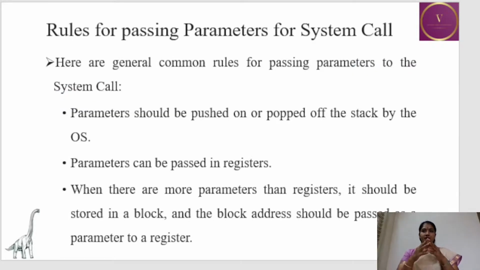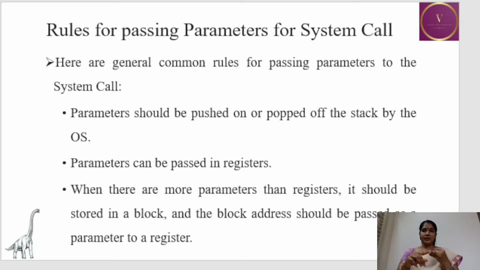Next are the rules for passing parameters for system calls. There are three things under this. Here are the general common rules for passing parameters to a system call. So let's see each of them. Parameters should be pushed on or popped off the stack by the operating system. So this is the stack. One method is using the stack.